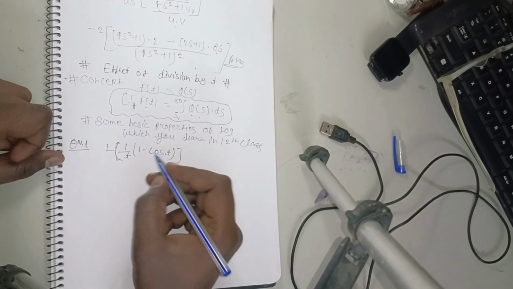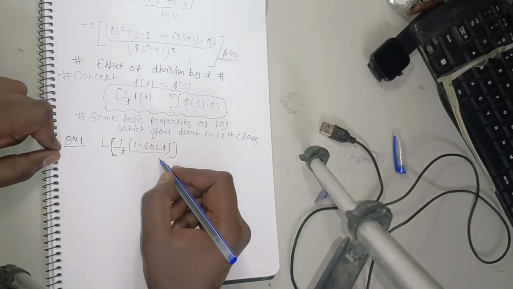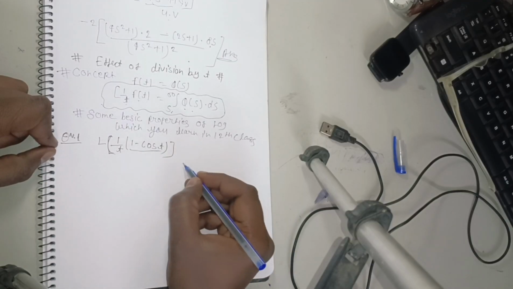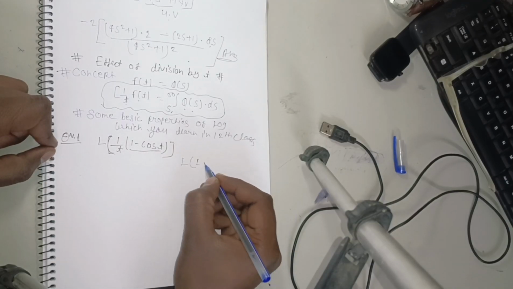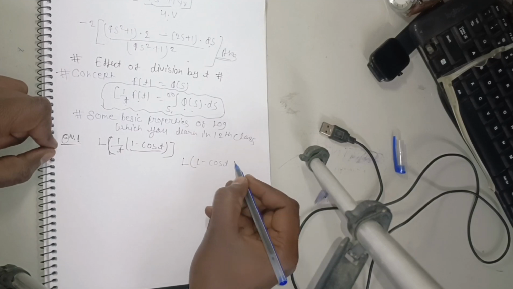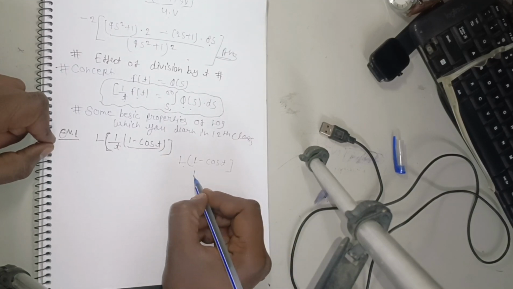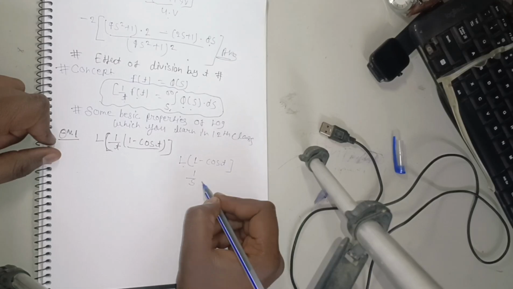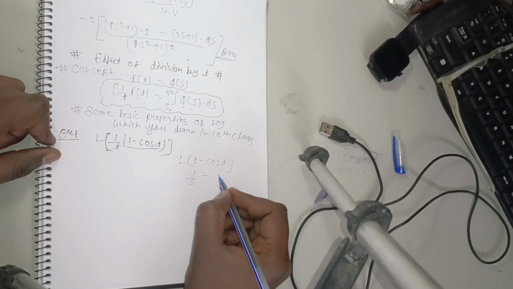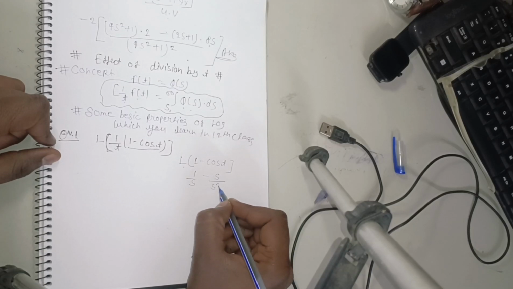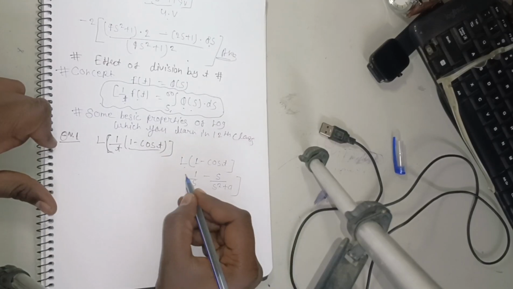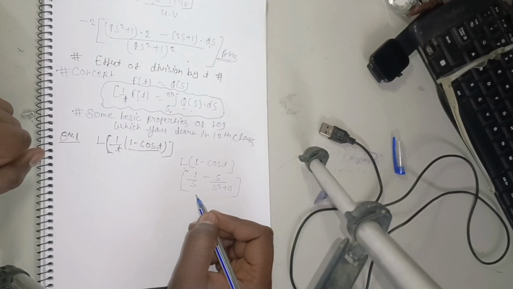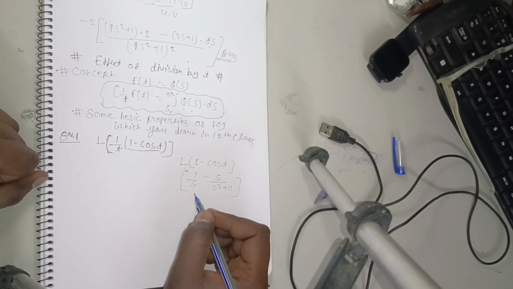So here we will simply use this. I am just writing it separately. Firstly we will solve the Laplace of 1 minus cos t. So what can I write? Laplace of 1 is 1 upon s, right? And Laplace of cos at is s upon s square plus a square.